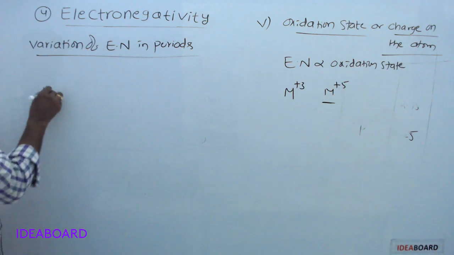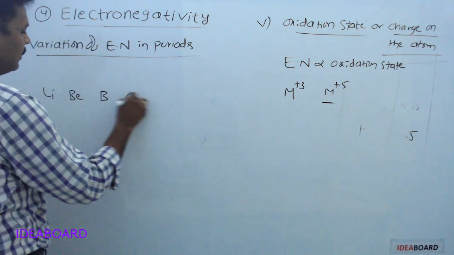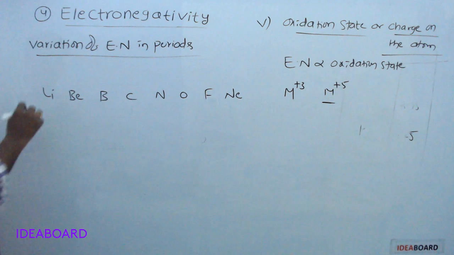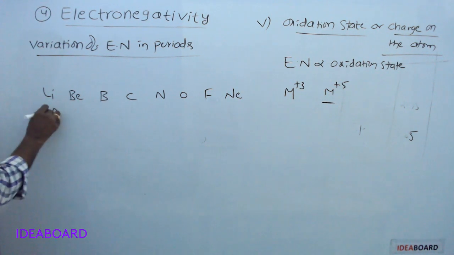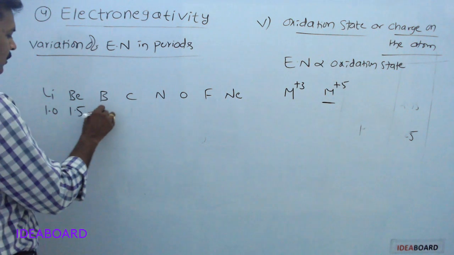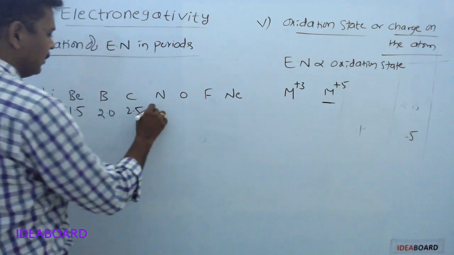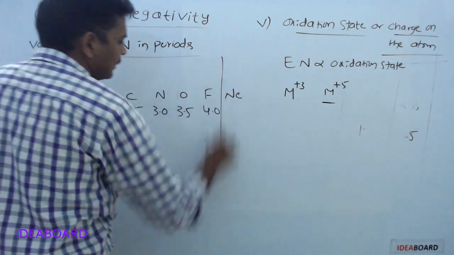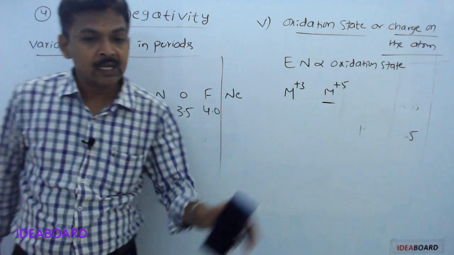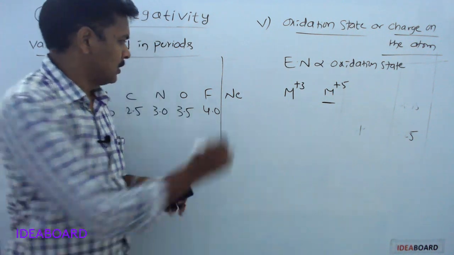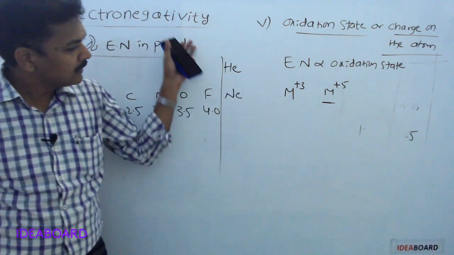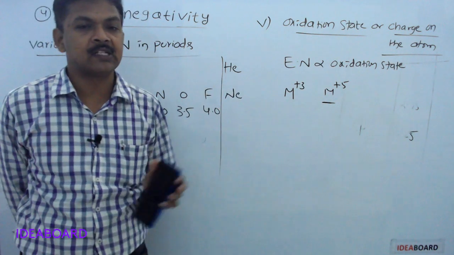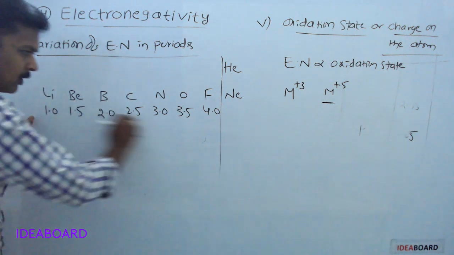If we take second period elements: lithium, beryllium, boron, carbon, nitrogen, oxygen, fluorine, neon. These are second period elements. For lithium, 1. For beryllium, 1.5. For boron, 2. For carbon, 2.5. For nitrogen, 3. For oxygen, 3.5. For fluorine, 4. For zero group elements, 0. They do not have tendency to attract the electrons because zero group elements already have stable configuration, then no need to attract the electrons. For remaining elements, left to right increase.